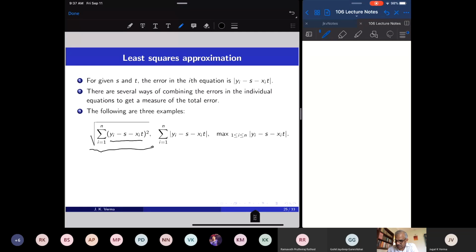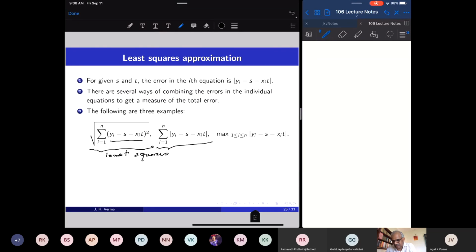Since sums of squares are involved, this is called the least square approximation, because we are trying to minimize the squares of the errors. Another way to measure the error in all the data points is to take the sum of the errors.